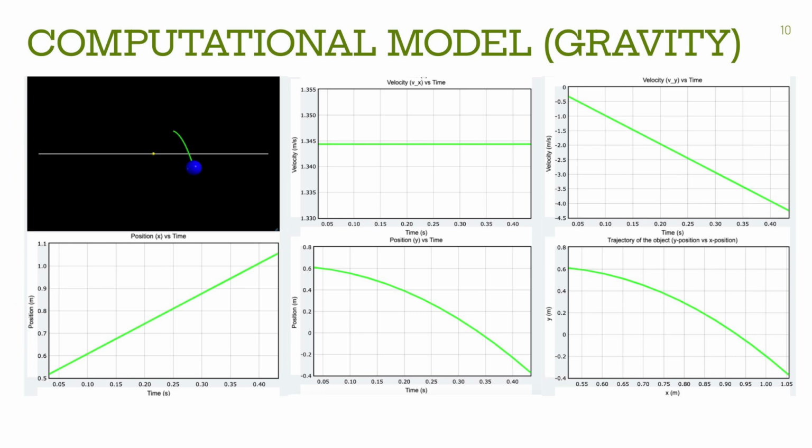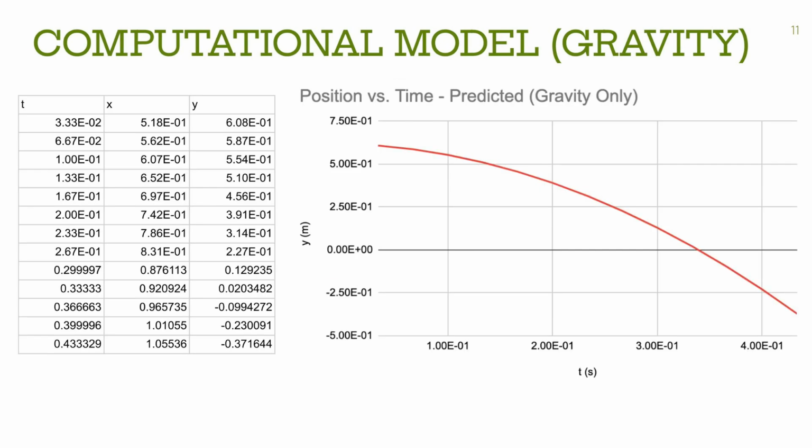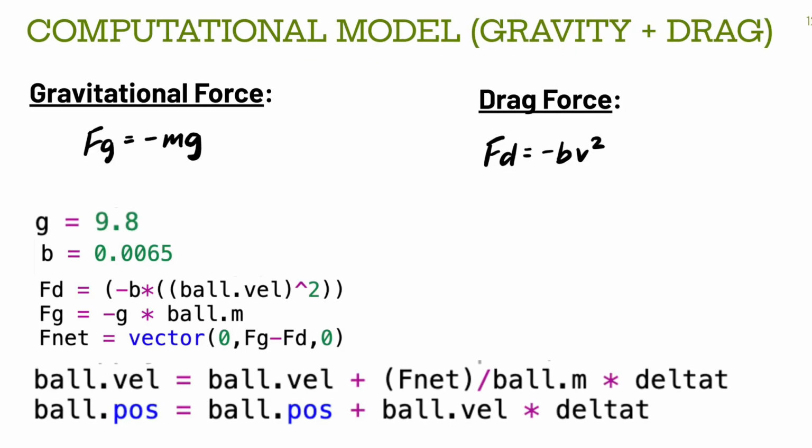Then here's all the data that I was able to export directly from GlowScript, and I put that into its own graph to create a position versus time graph, just showing the gravity of this object. Then I was able to create the computational model that included drag as well as gravity.